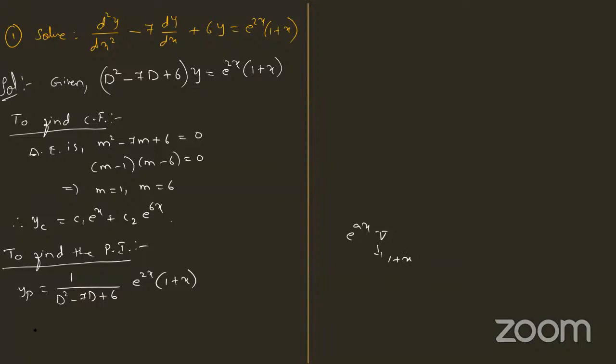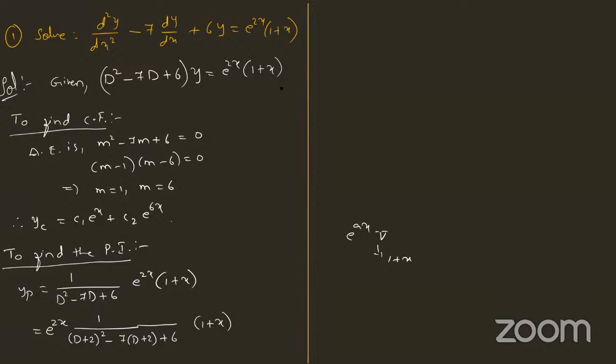Okay, let's do this. When you have a product of two functions, in which one is an exponential function, we need to send this e power 2x to the left side of 1 by f of D. So we just write e power 2x on the left side, and now we replace D by D plus 2. See, the coefficient of x is 2, right? So we are writing D as D plus 2. So we'll get it as (D plus 2) whole square minus 7 times (D plus 2) plus 6, and we write this remaining 1 plus x here itself. So that's the particular integral after this.